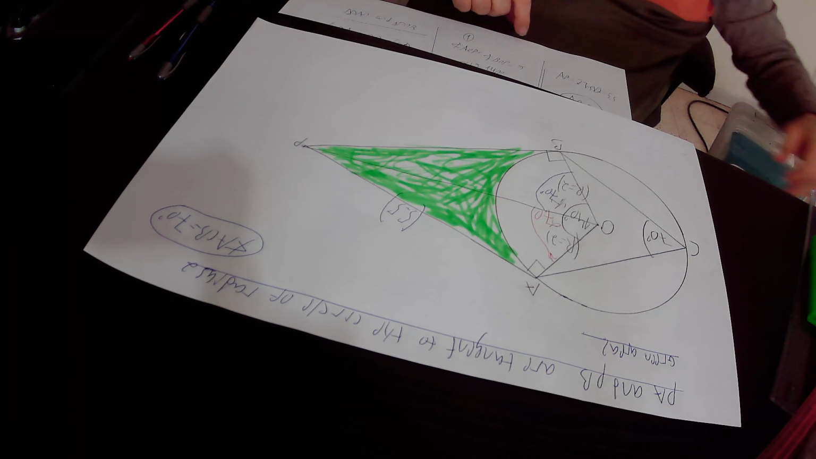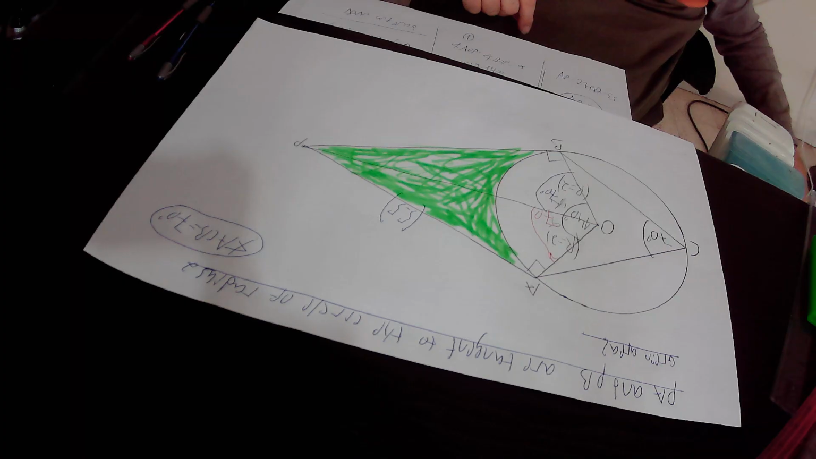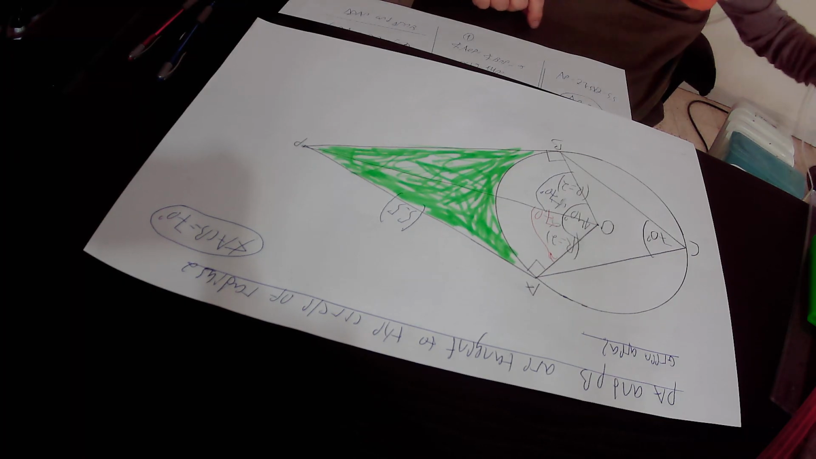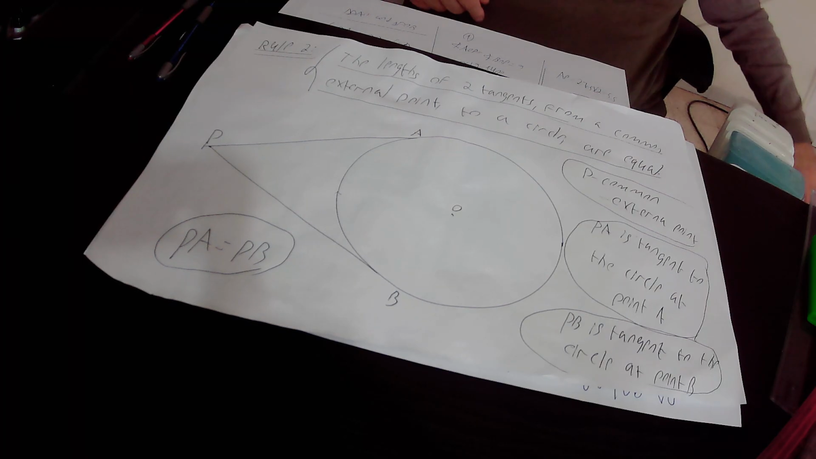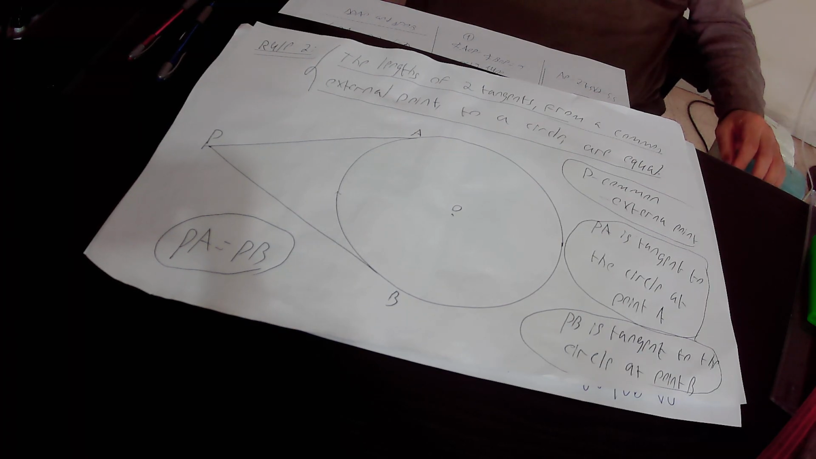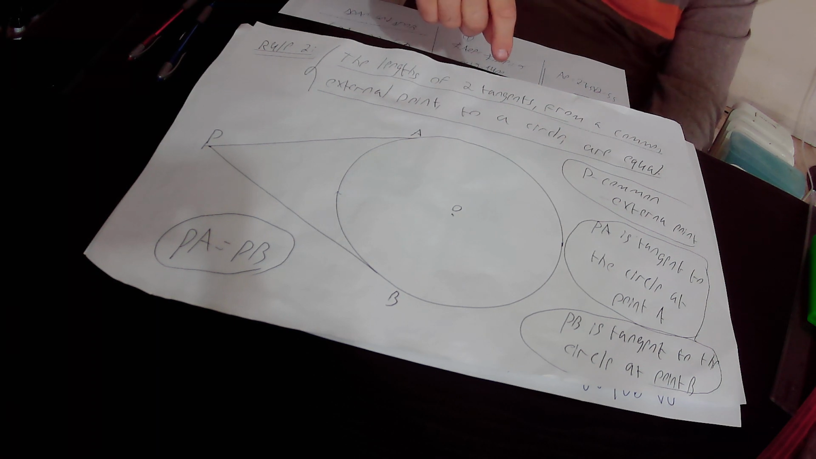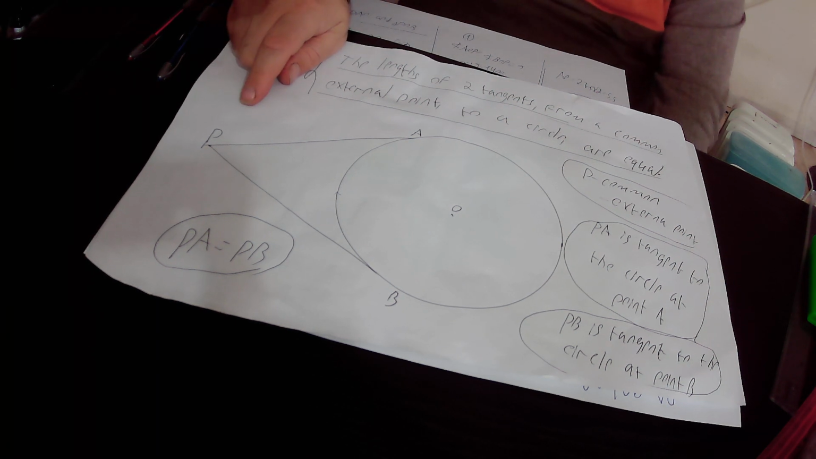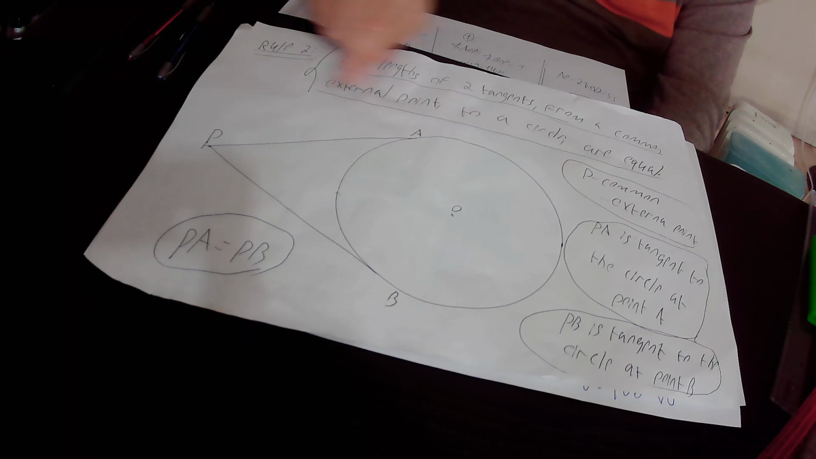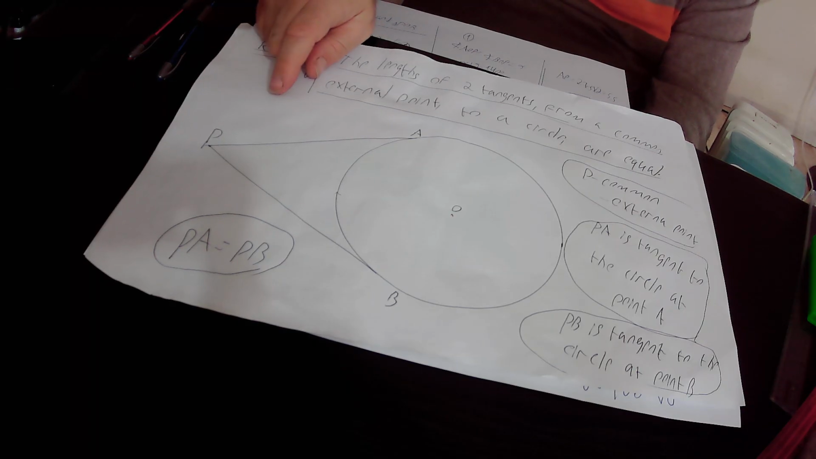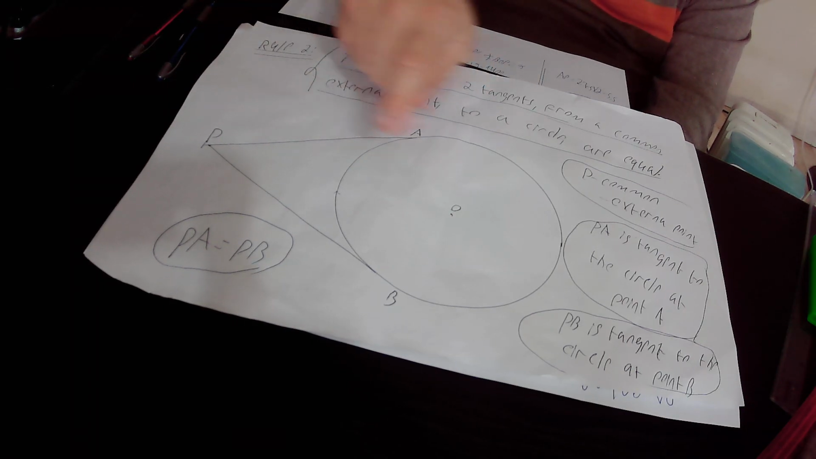Let me repeat rule 2. According to rule 2, the lengths of two tangents from a common external point to a circle are equal. So in the drawing we have a circle and a common external point, point P. From point P, we have two tangents to this circle, tangent PA and tangent PB. According to rule 2, they are equal to each other. That is to say, PA equals PB.